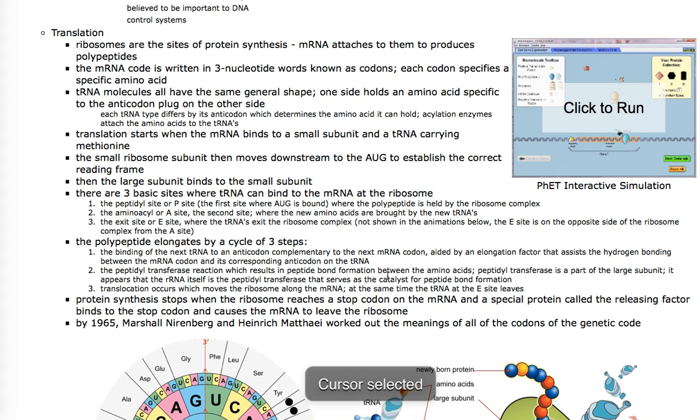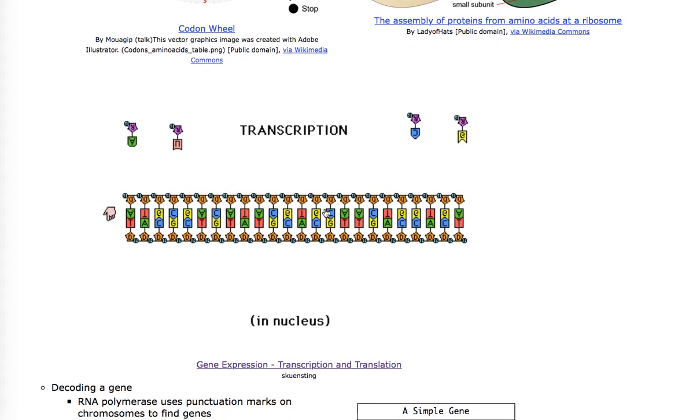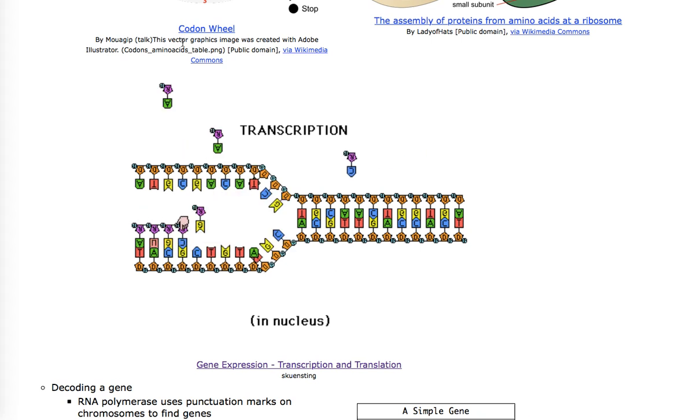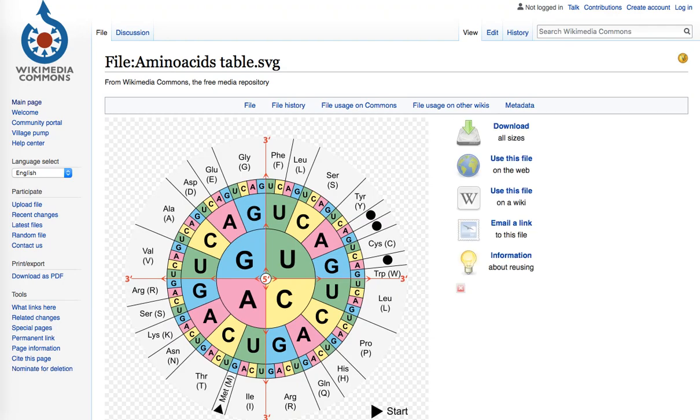And so what I need to do now is scroll down here and at least go to this animation. So let's go to the gene expression animation that we can actually control. So let's go to this one. And we need to go back there. We went wrong.